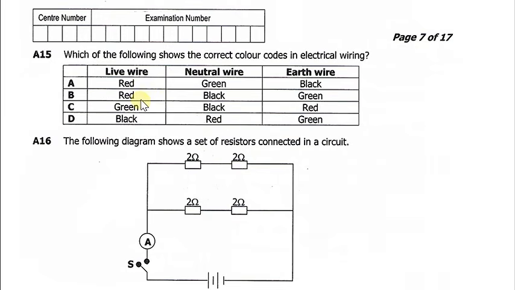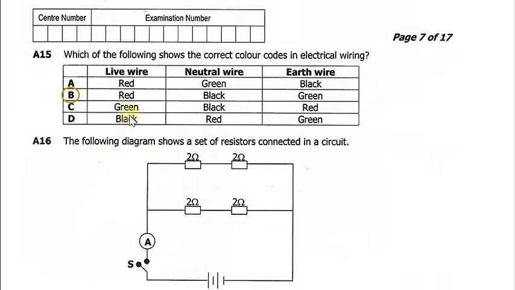Then neutral, they gave it black. Then earth wire must be green. But neutral usually has blue, according to the theory I think we have. Yeah, but then that is fine. So the correct answer is B here. Okay, so live wire should be red, neutral black, then earth wire green.